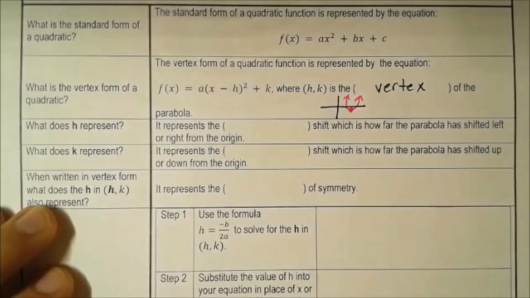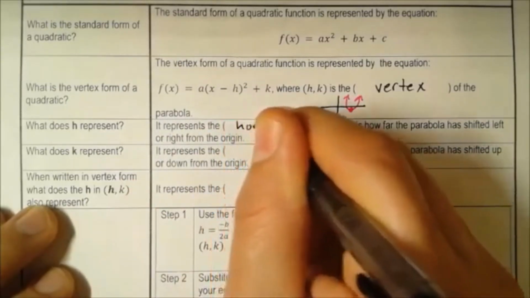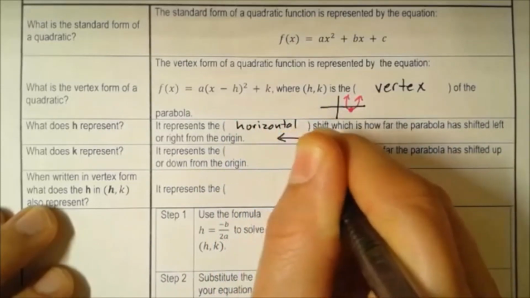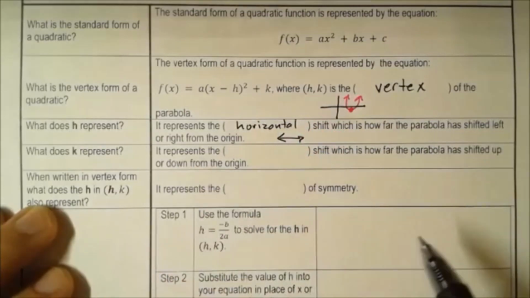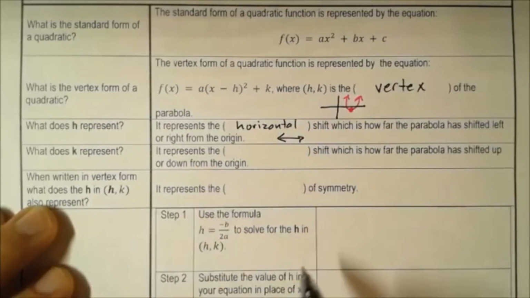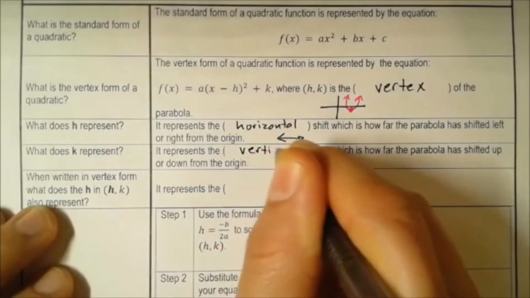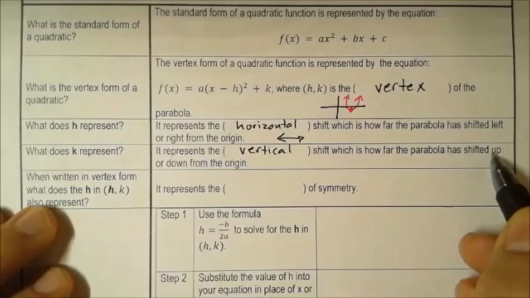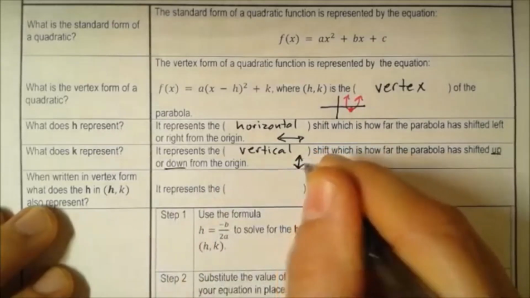When it says what does h represent? H represents the horizontal, which means left to right, shift, which is how far the parabola has shifted left or right from the origin. What does k represent? It represents the vertical shift, which is how far the parabola has shifted up or down. So that's our up and down.